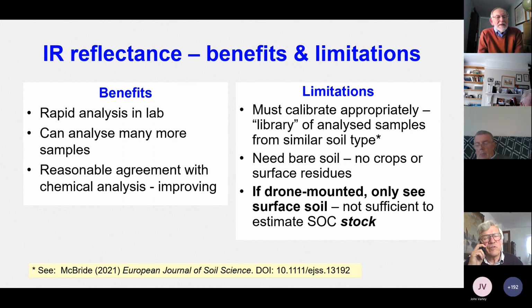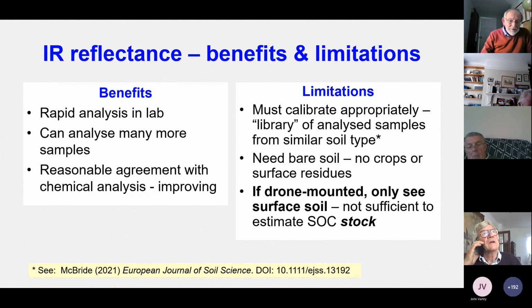So the benefits of these infrared methods are rapid analysis. If you're doing it in the lab, you can analyze many more samples, and reasonable agreement with chemical analysis, and it's getting better all the time. Limitations: you've got to calibrate properly against known soils that have been analysed by regular traditional methods. If you're going to do it with a drone, you're only seeing the surface. You're going to have bare soil. If the crop's growing a lot, you won't see much soil. If there's no bare soil, you won't get a measurement. But by looking only at the surface, you're only seeing changes in that very surface layer. For sequestration, you've got to think about the stock in some depth of soil. So you can't do that.